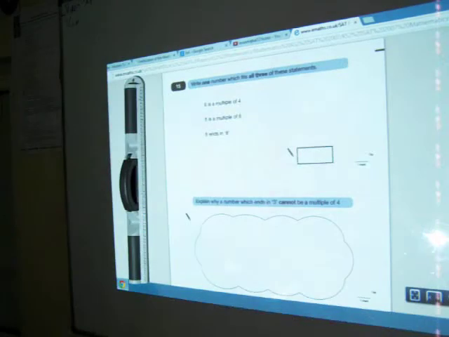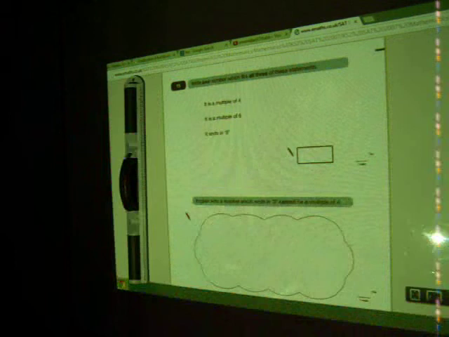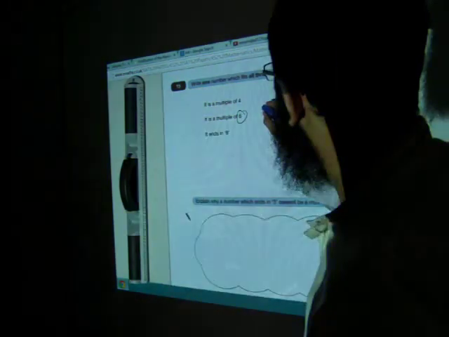Right. Write one number which fits all 3 of these statements. The number has to be a multiple of 4, a multiple of 6, and it's got to end in 8. I'm going to just start with the multiple of 6 first.